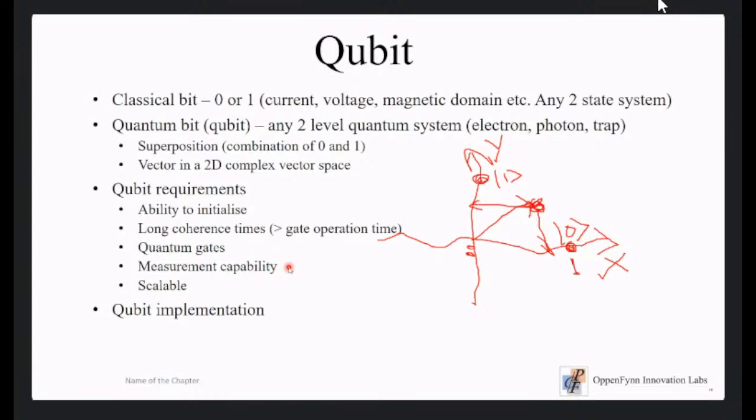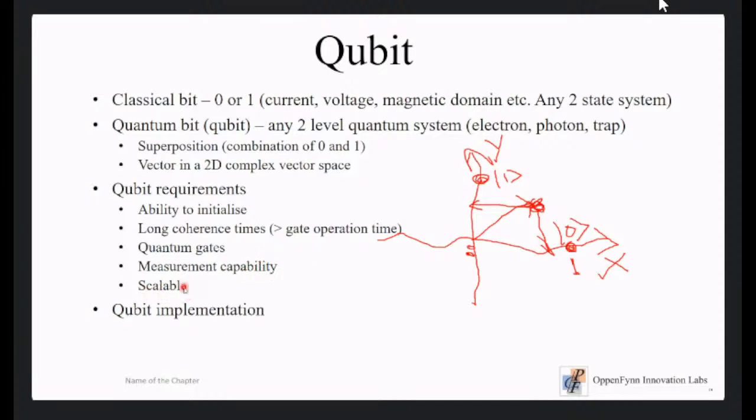Another requirement of a qubit is that you need to have measurement capability. So again, when you have 0 or 1, we need a way to read that 0 or 1. Typically in a transistor, you read the current and figure out whether it's on or off. In case of a qubit, again, you would have various ways of doing that. But whatever the state of the qubit, you need a way to read that and figure out what state the qubit is in. So it's important to have the measurement capability for a qubit.